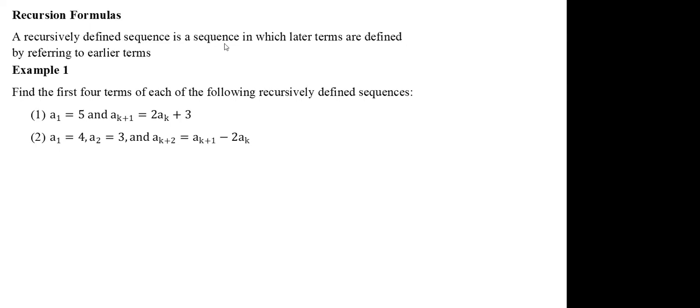What's going to be A3? A3 will be when K is equal to 2. Okay. It's just 2.